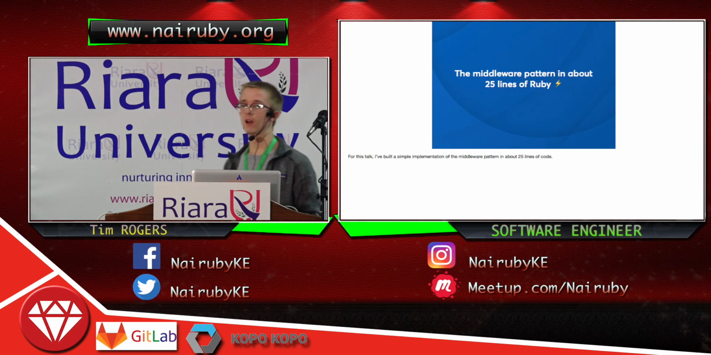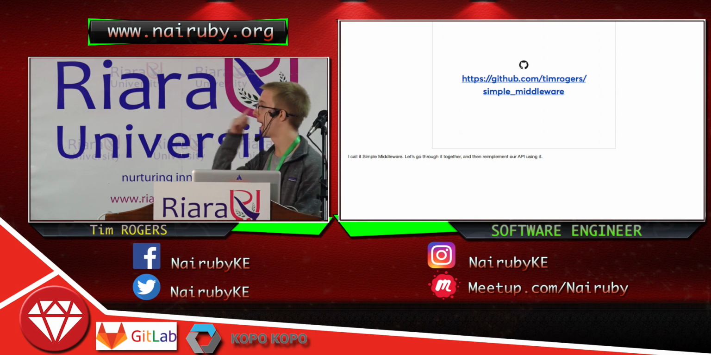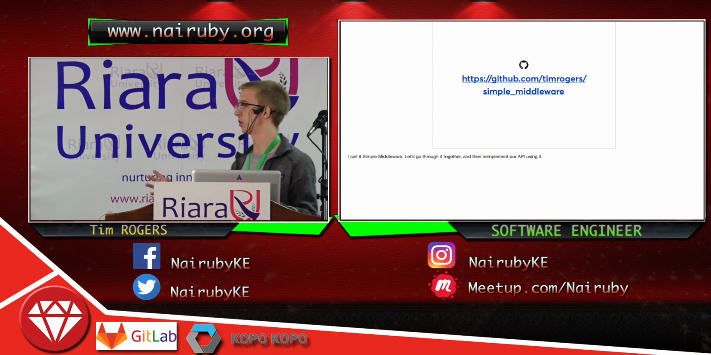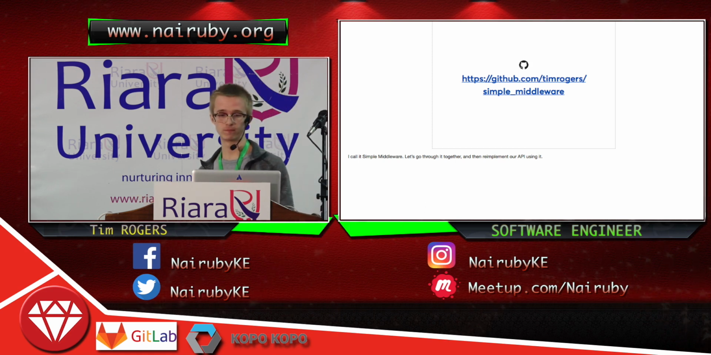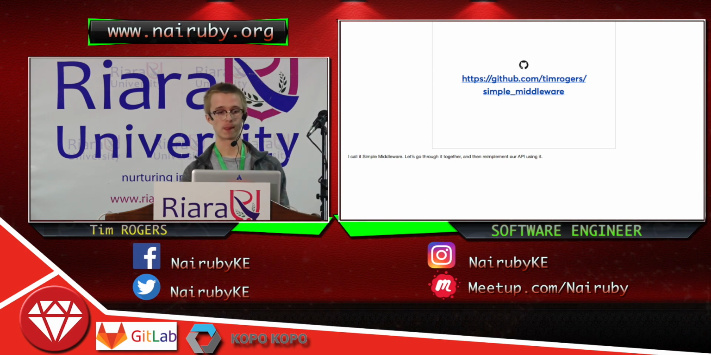For this talk, I built a simple implementation of the middleware pattern in about 25 lines of code. I'm going to talk through it now, but you can also find it on GitHub at github.com/timrogers/simple_middleware. Don't worry, I'll give you another chance to get these URLs at the end. So let's go through that library together and then re-implement the API we've already built using it.